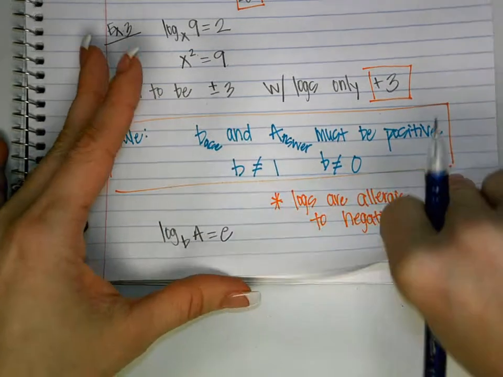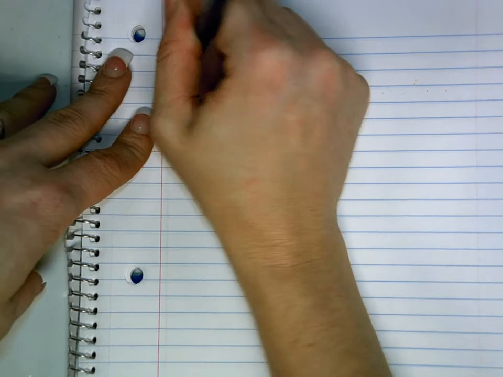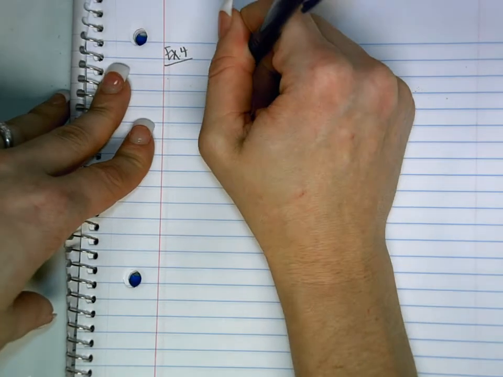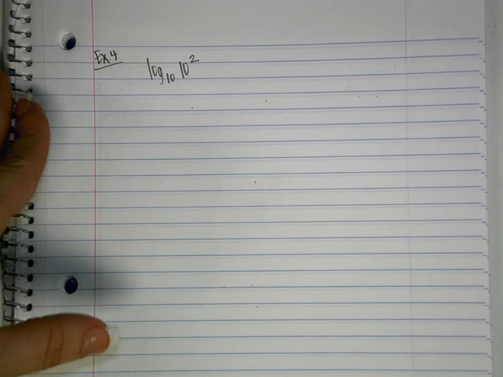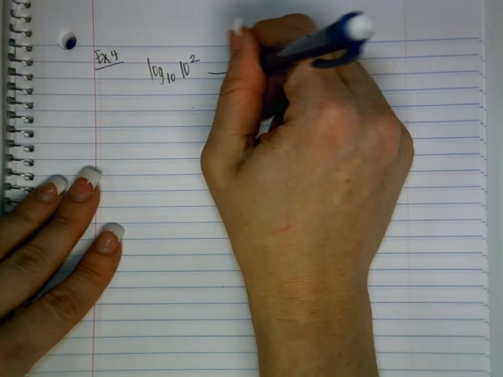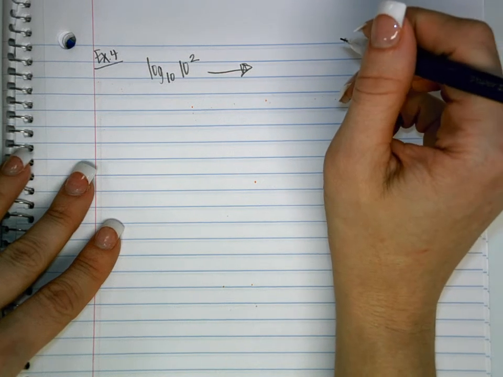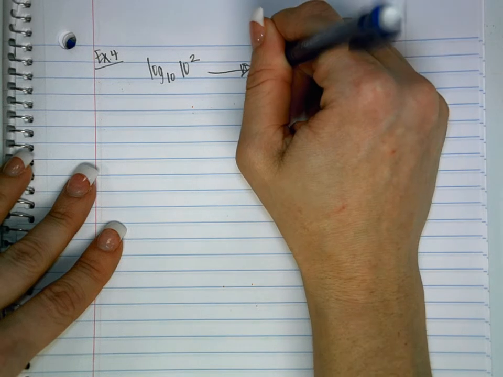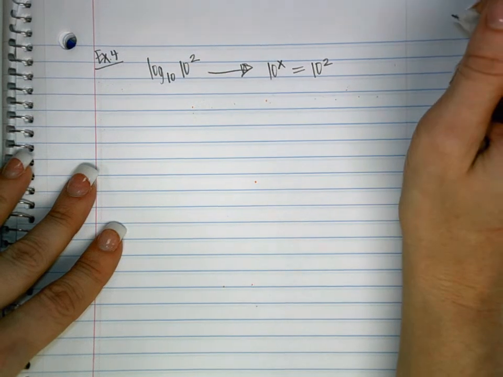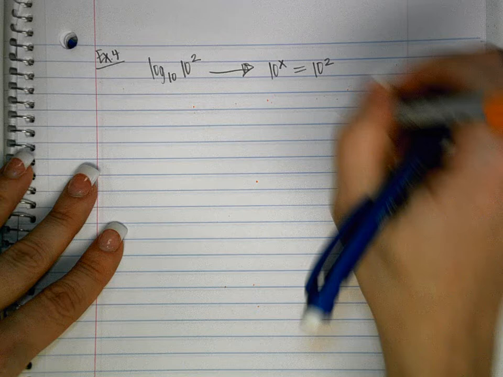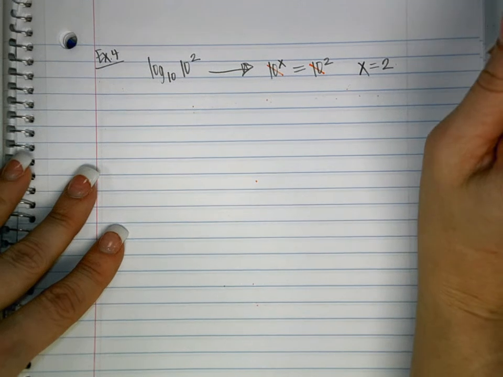Let's try another one. I want you to simplify again for number 4: simplify log base 10 of 10 squared. If I rewrite that in exponential notation, how would I write that? 10 to the x equals 10 squared. You drop the 10s, and we get x equals 2. We did something like this yesterday.